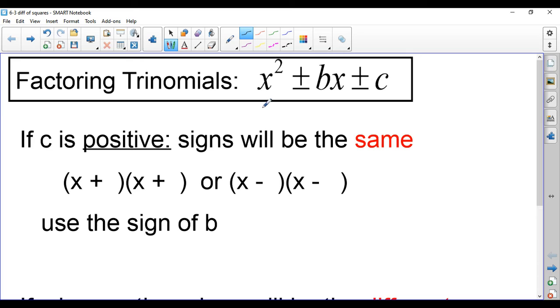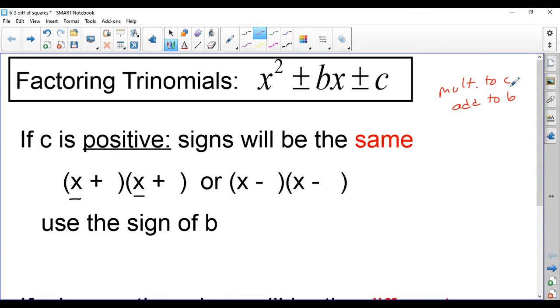We always had a 1x squared or whatever the variable was at the beginning, which is why when you wrote the factors, it was always an x times an x or an a times an a and so on. So we always started with the x's at the beginning of each of the factors. Just to summarize, if the c is positive, we know that we always multiply to c, right? We multiply to c and add to b.